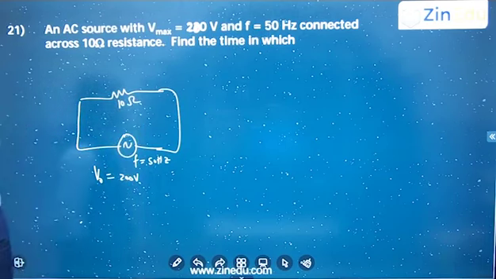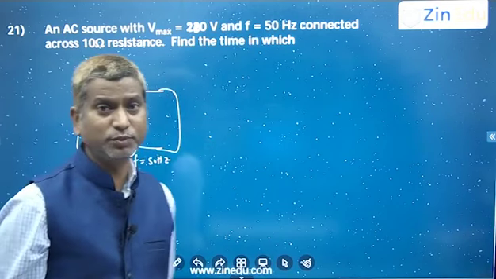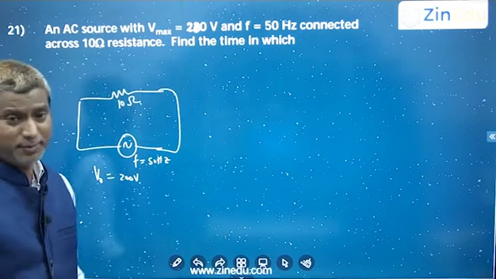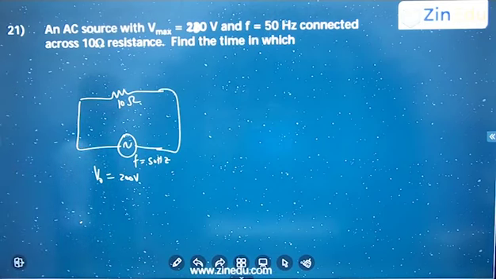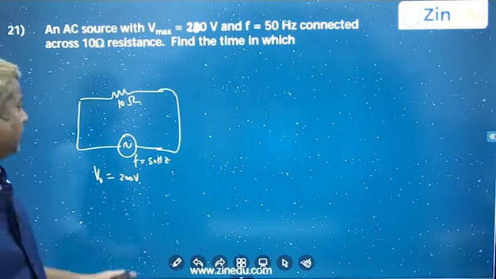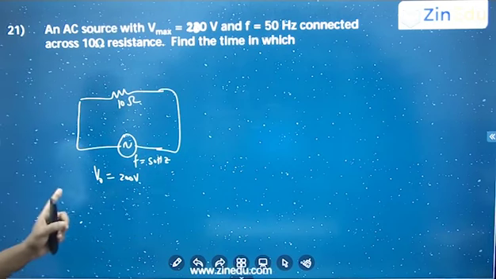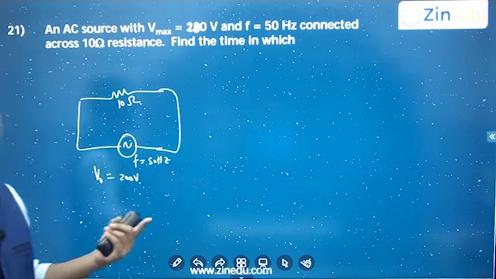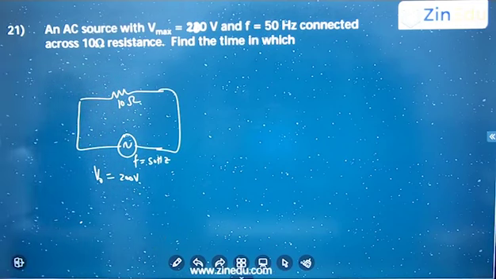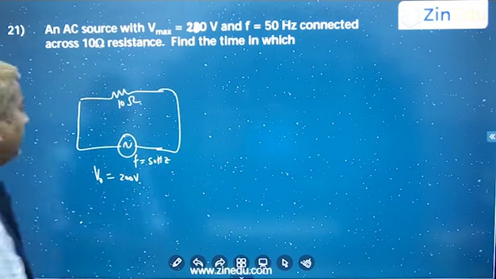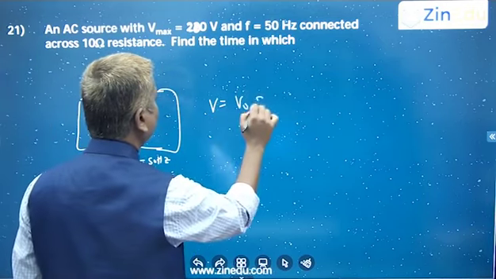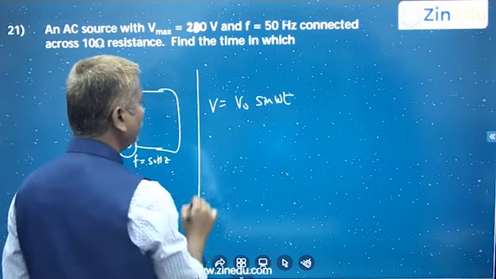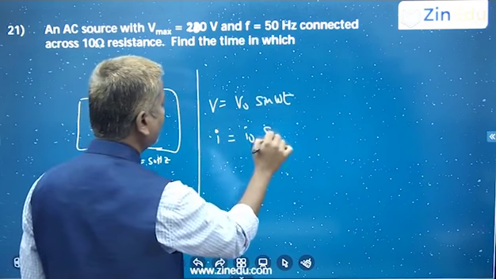Now to find the time in which the current is dropping to half of its maximum value or something like that. Okay, so it all depends on the sine function or cos function, right? Find the time in which the current is becoming half of the maximum value, right? So if you take V is equal to V naught sine of omega t as the voltage, you get the current as I naught into sine of omega t.